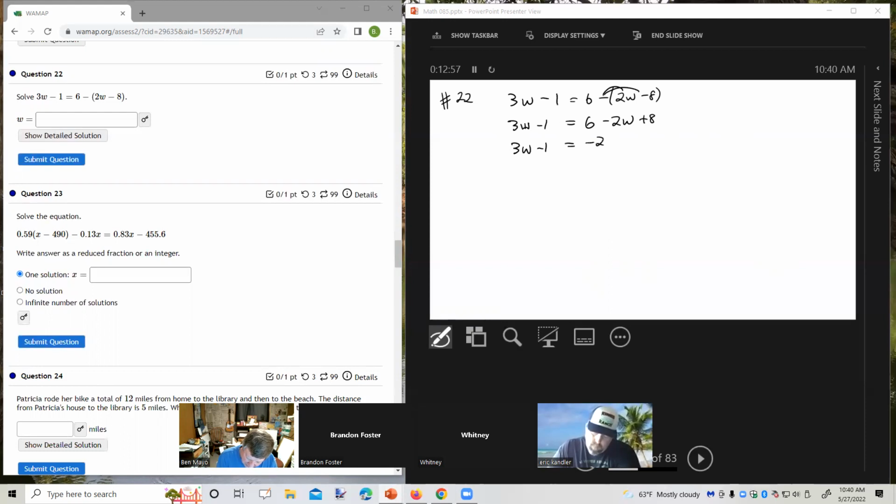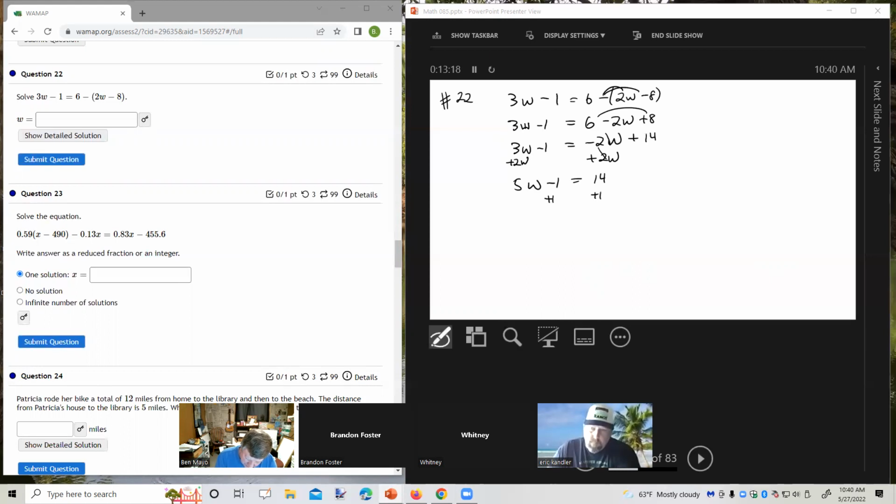Continuing on the right side, I can combine the 6 and the 8 to get a plus 14. I'm going to put all the w's on the left side of the equation. So I'm going to add 2w to both sides of the equation. I get 5w minus 1 equals 14.